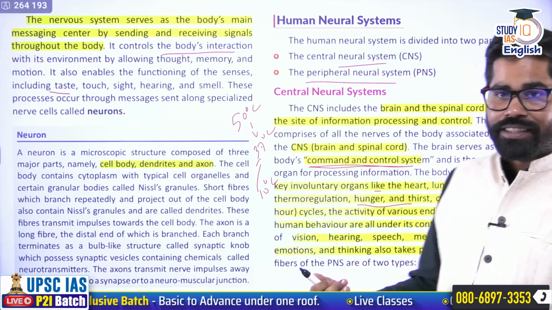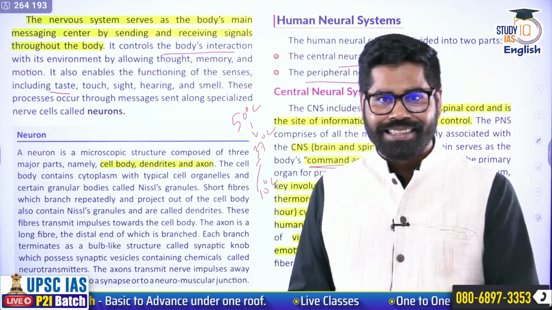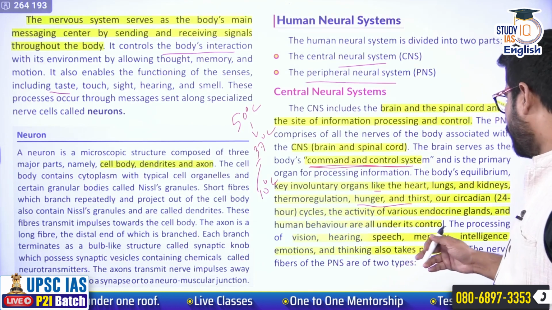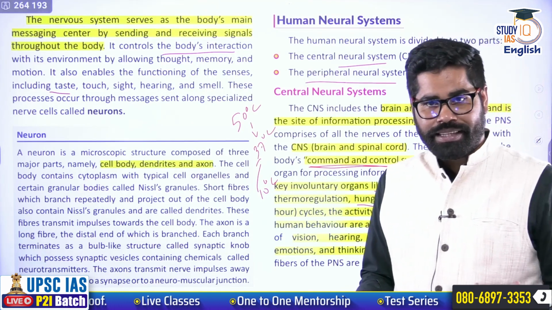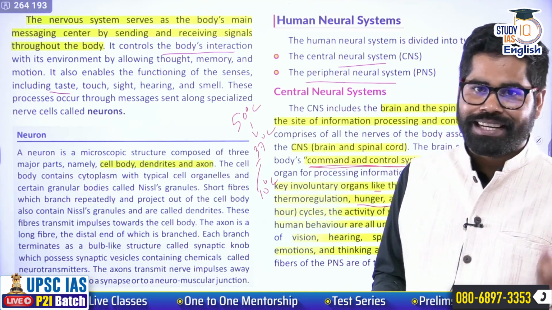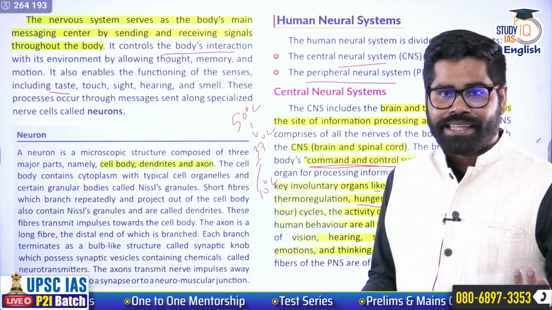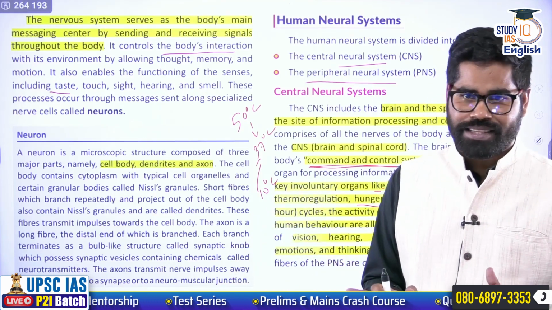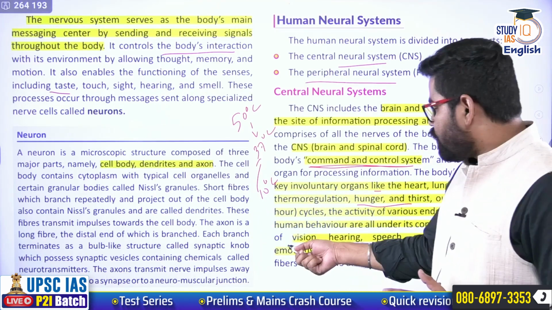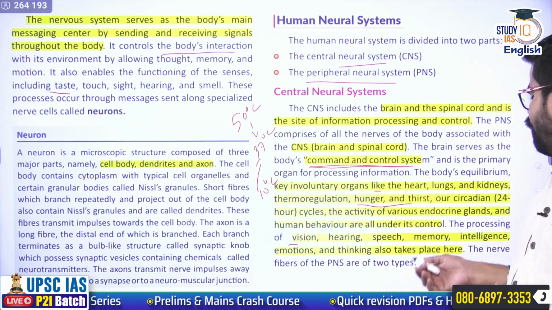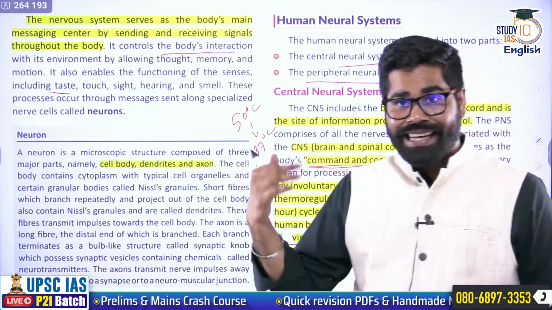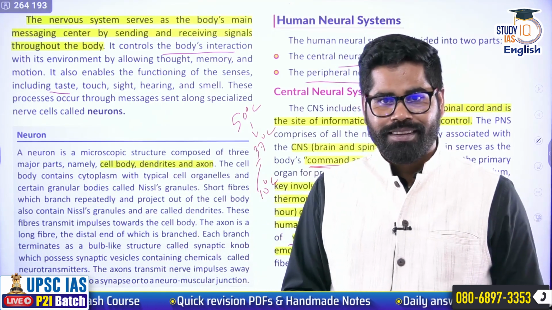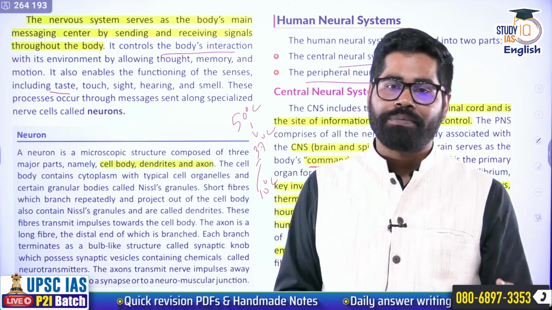The feeling of hunger or thirst is again being controlled by the brain itself. Then the various endocrine glands, whether it is the hypothalamus, the pituitary gland, the pancreatic gland, or any other, are again being coordinated or controlled by the brain itself. Then the different things which you are watching or hearing, speech, memory, intelligence, the skill of solving problems, all these things are part of our brain.